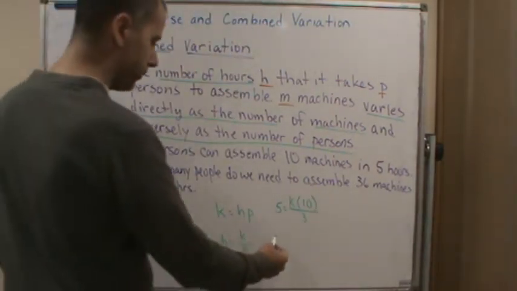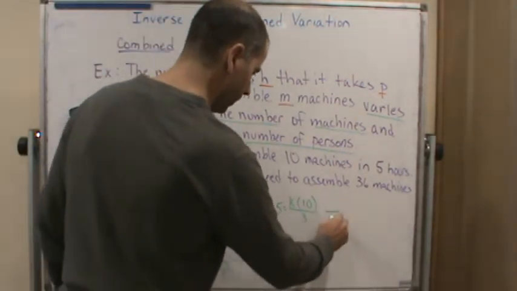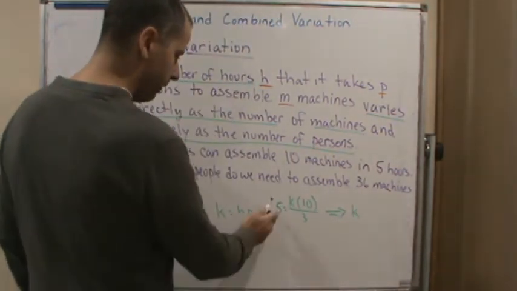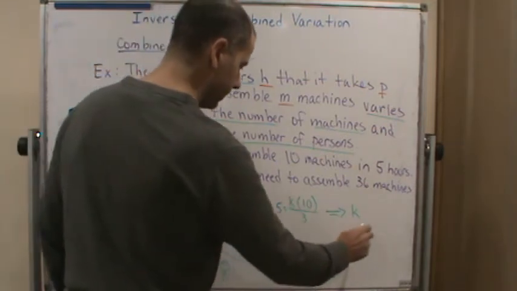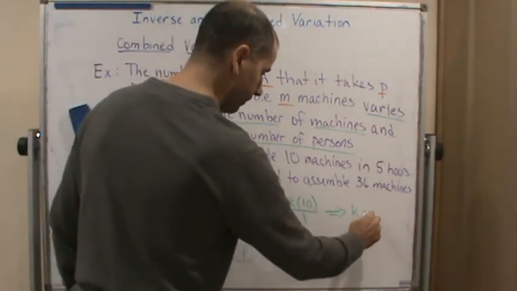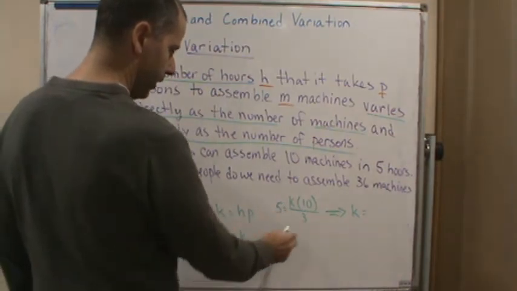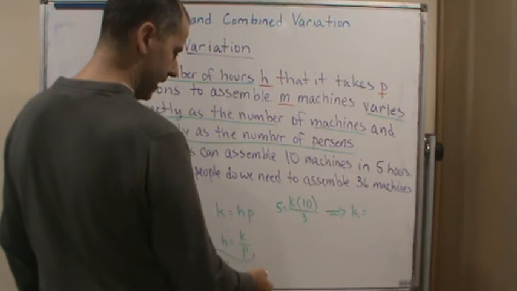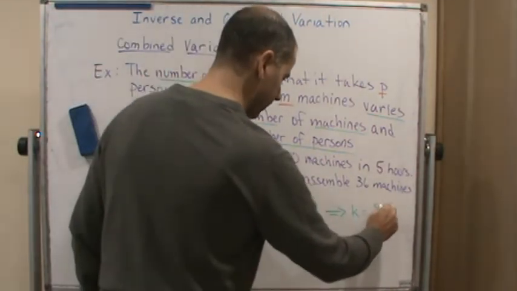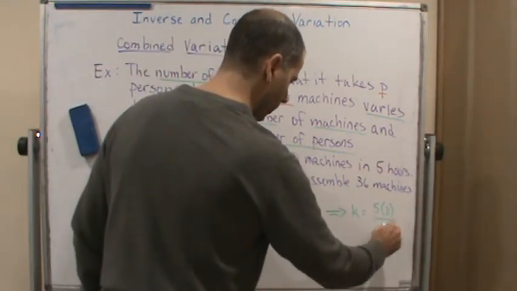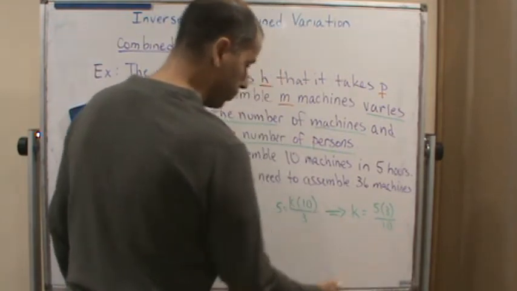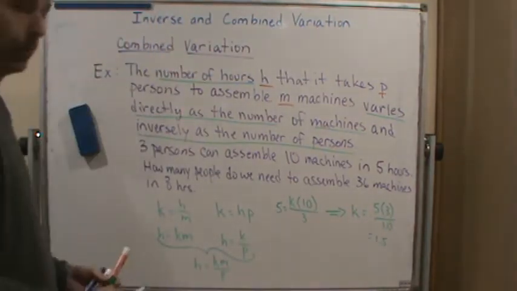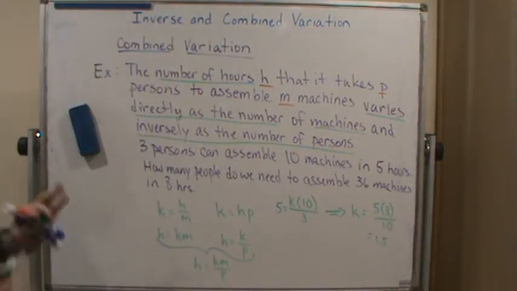So now if we solve for K, K is going to equal what? 5 times 3 divided by 10. So just solve for K: I'm going to multiply both sides by 3, and then divide both sides by 10. And so I get 5 times 3 over 10, which gives me 1.5. So K is 1.5. Good.